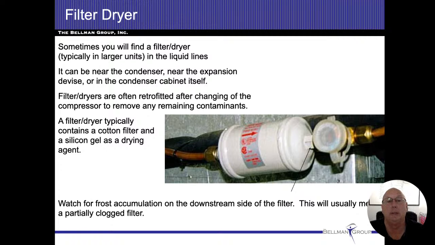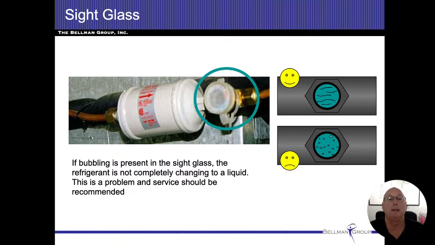Watch for frost accumulation downstream of this. Again, it means a partially clogged filter or loss of refrigerant. If bubbling is present, and I would say give it 3 to 5 minutes. All right. So if bubbling is present on this system, that means we got air that's getting through the condensing cabinet, and everything should condense to a liquid. So I should not have air going through there. In the beginning, it's okay, but after about 3 to 5 minutes, it's not okay. And it should be clear, and you shouldn't be able to even tell that anything is moving through it.